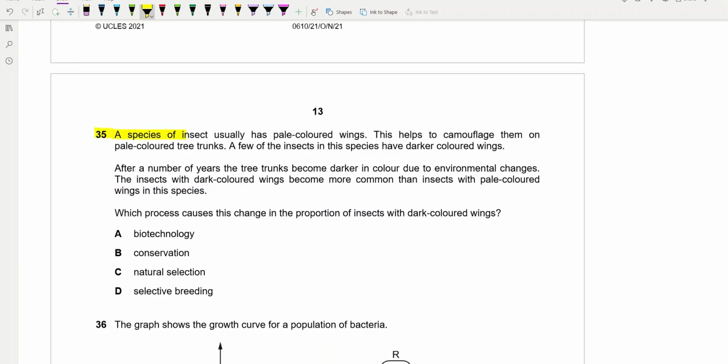Question number 35. A species of insect usually has pale colored wings. This helps to camouflage them on pale colored tree trunks. A few of the insects in this species have darker colored wings. After a number of years, the tree trunks become darker in color due to environmental changes. These insects with dark colored wings become more common than the insects with pale colored wings in this species. Which process causes this change in the proportion of the insects with dark colored wings?